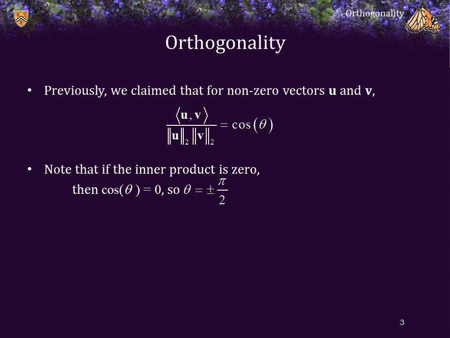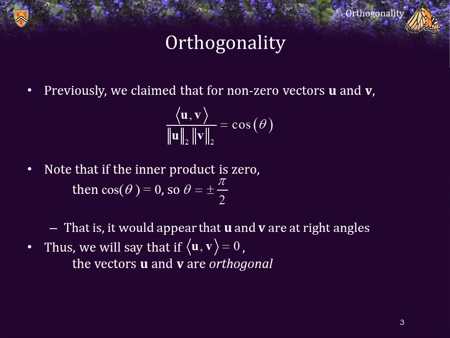Note that if the inner product of these two vectors is 0, then cos theta is equal to 0. So theta is equal to, say, plus or minus pi over 2. That is, plus or minus 90 degrees. Thus, it would appear that u and v are at right angles. And if you try this out, you will find that this is indeed true. Thus, we will say that if the inner product between two vectors is equal to 0, we will say that u and v are orthogonal.